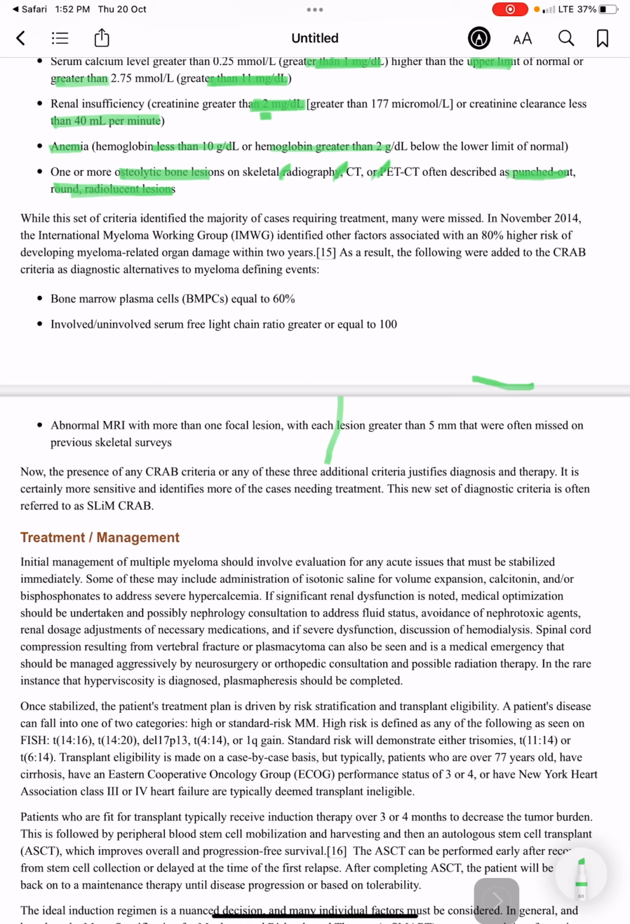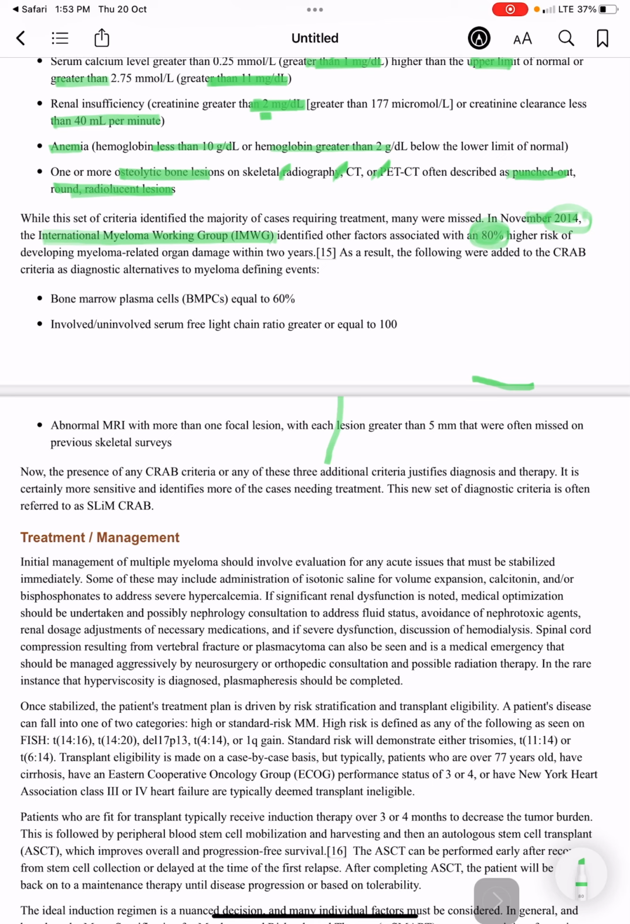While this set of criteria identified the majority of cases requiring treatment, many were missed. Because of this, in November 2014, the International Myeloma Working Group identified other factors associated with an 80% risk of developing myeloma-related organ damage within 2 years. The following were added to the CRAB criteria.